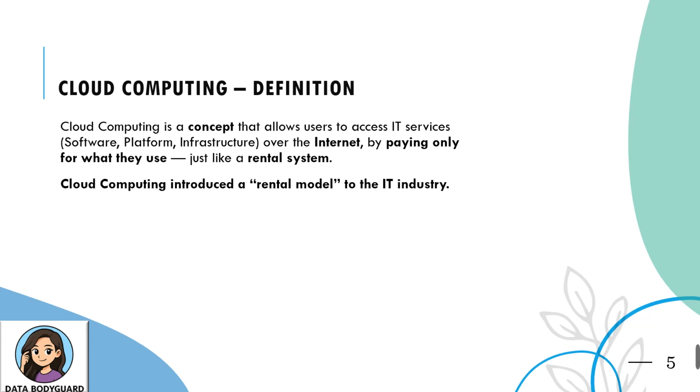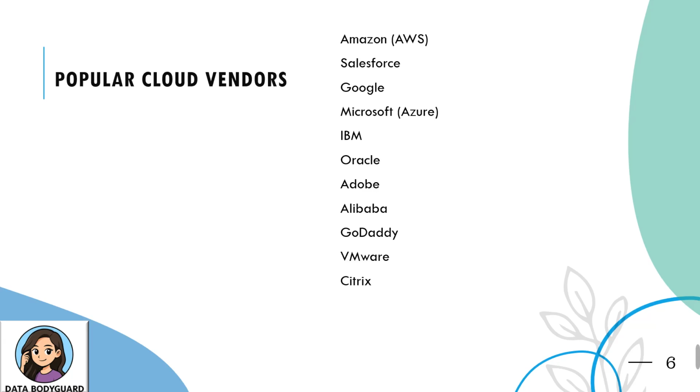IT services, which we call cloud services, come in three types: software as a service, platform as a service, and infrastructure as a service. We use all these things over the internet. We only pay for what we have used. It's just a rental system. Cloud computing introduced the rental model to the IT industry, I can say. We can tell this, and we'll talk about it.